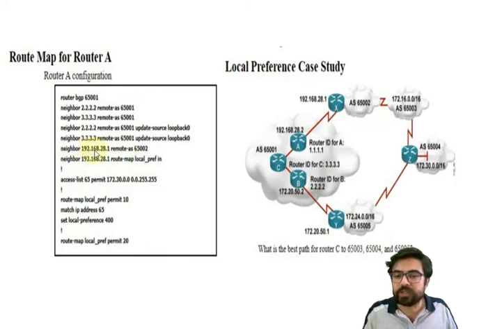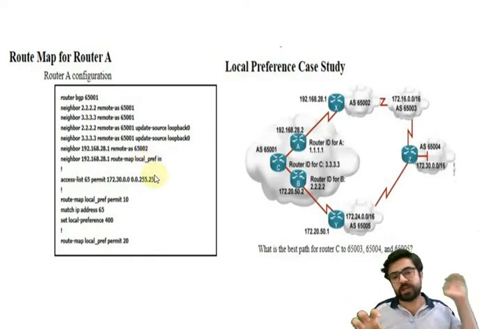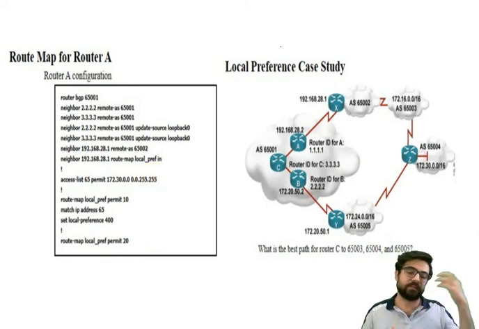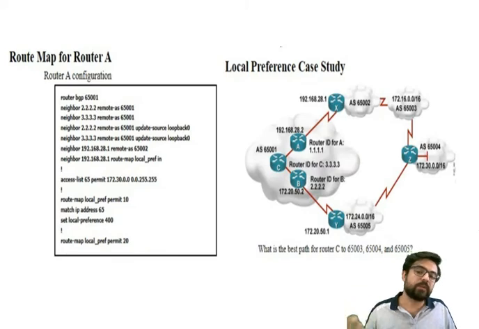A neighbor 192.168.28.1 remote AS 65002, which is here, and neighbor 192.168.28.1 route-map local preference inbound. It's a name. So it means what? We're going to tell that neighbor that you now have a route map whose name is local preference or local pref, which is inbound for your inbound traffic. I mean, for whatever is coming in from here.